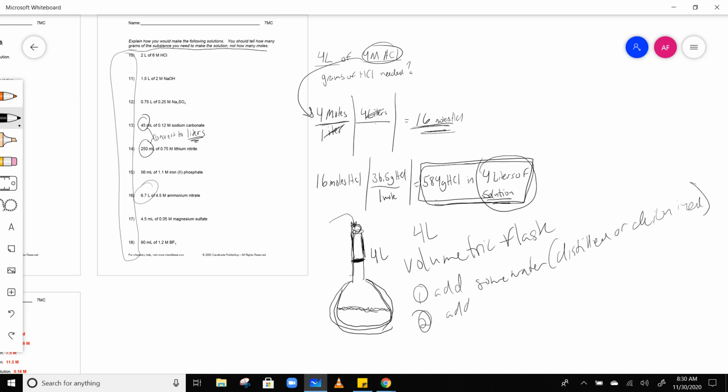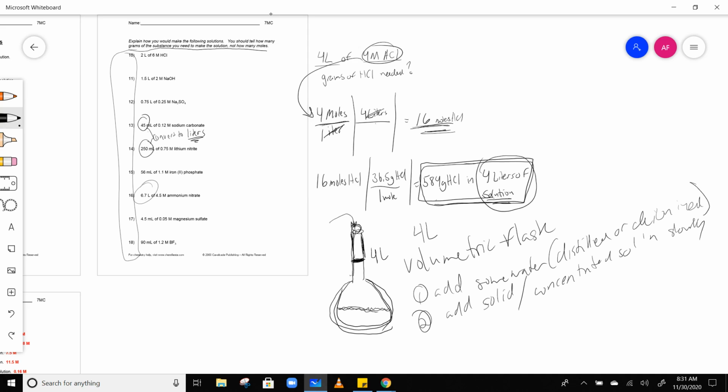Then we would add the solid slowly. Well, tomorrow we're going to talk about dilutions, so we're going to add something called the concentrate or concentrated solution. So add the solid or concentrated solution slowly. And the reason we add it slowly is because sometimes when we add solids to water, they get hot. Like HCl gets really, really hot. So we want to add it slowly so that this doesn't get super, super hot and break the flask. Right? We add it slowly.